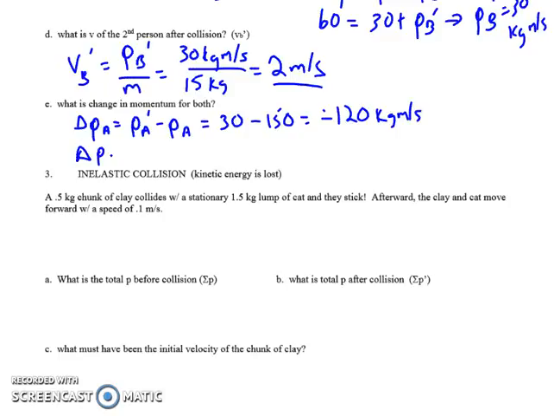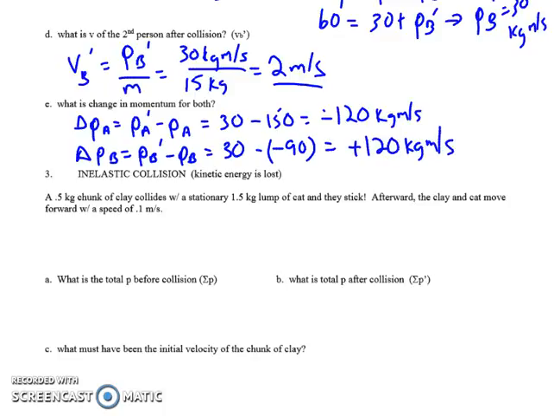So delta PB would be PB prime minus PB. That's going to equal, let's see, PB prime was 30, the initial was negative 90, 30 minus negative 90 equals positive 120. So sure enough, we see momentum is conserved. Okay, we'll take a look at the other situations in class. Hopefully this makes sense.